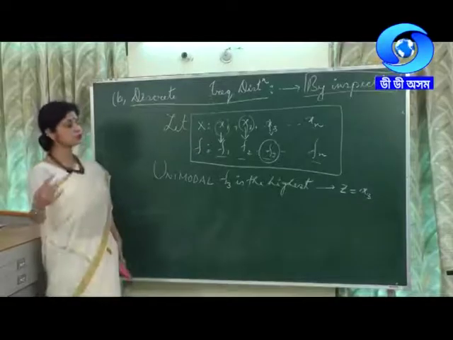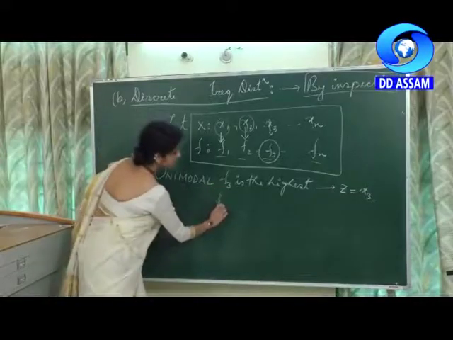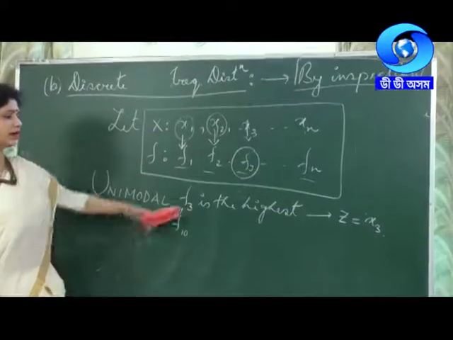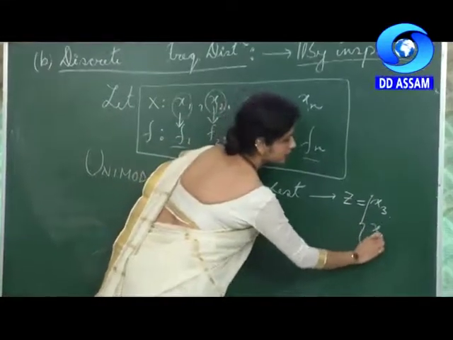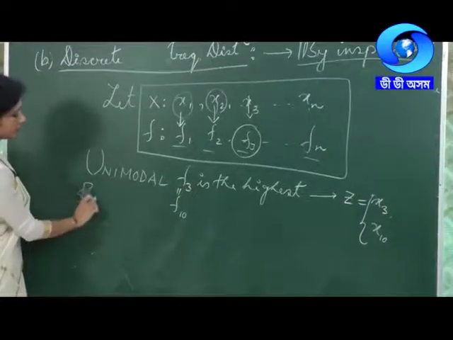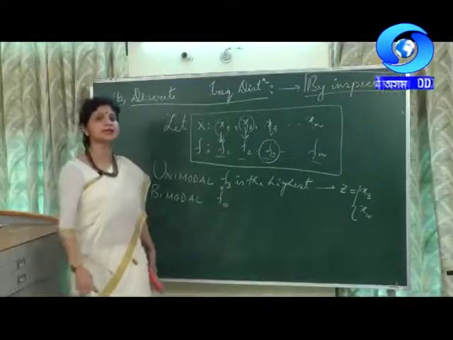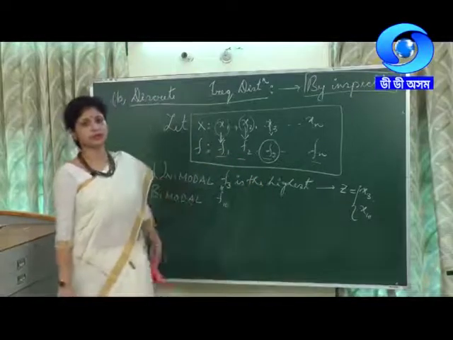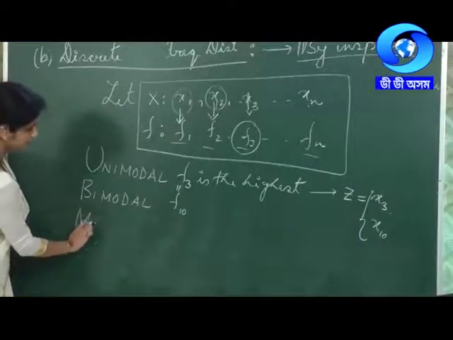If there are two modes, that is f3 is the highest frequency and f10 is also the highest frequency, that is both f3 and f10 are equal and highest, then we get two modal values, x3 and x10. Yes, in such a case the distribution will be called bimodal. And if there are more than two modal values, we will call it multimodal.